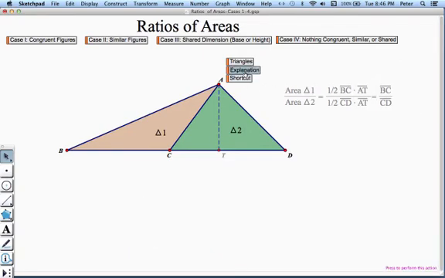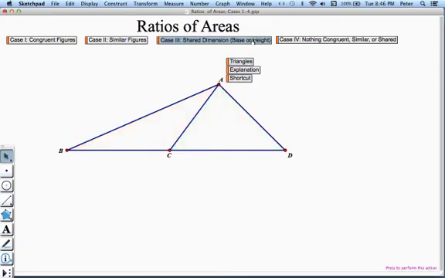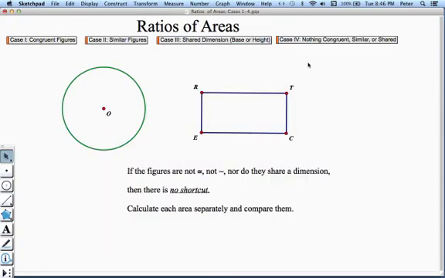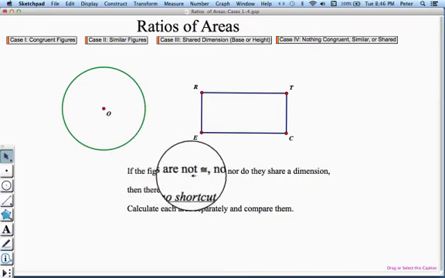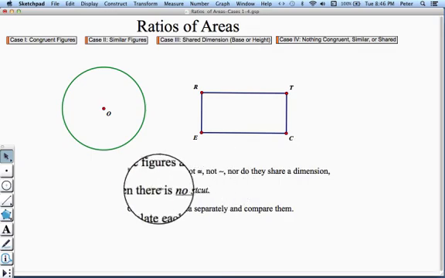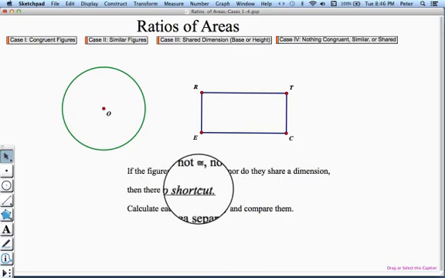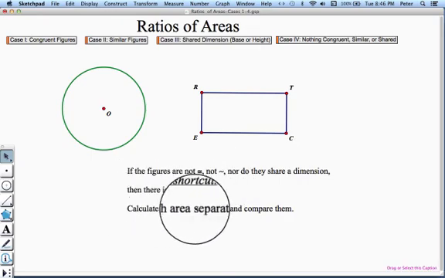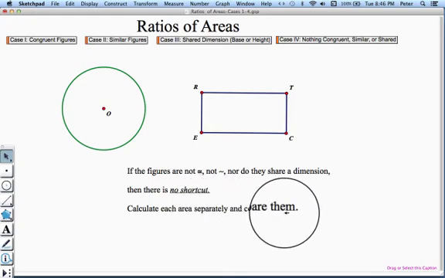All right, let's move on to the last case, which is when there's really nothing going on between the two figures, like if we're comparing a circle and a rectangle. They don't have to share a radius, because obviously a rectangle doesn't have one. So if the figures are not congruent, they're not similar, nor do they share a dimension, then there is no shortcut. You simply have to calculate each area separately and compare them. That might be a little obvious, but like case 1, I wanted to be exhaustive.